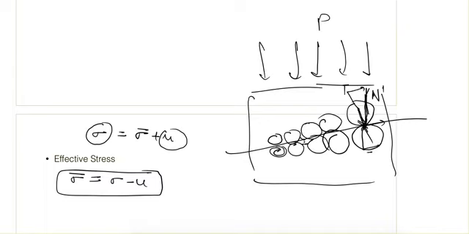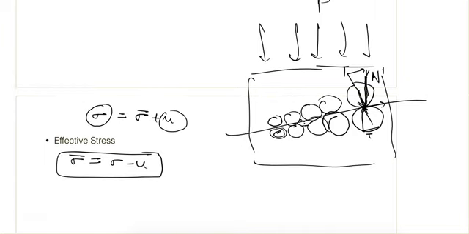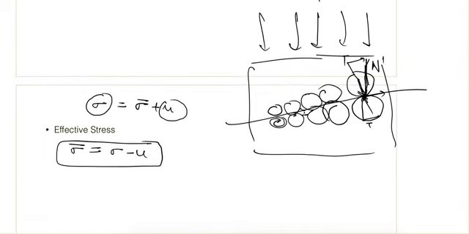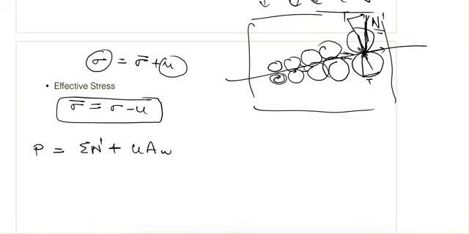So if we take the vertical equilibrium of this force, P can be given as, if n dash is the normal component for one particle, then for all the particles, the normal component of interparticle forces we can write as sigma n dash, plus U, the pore water pressure. So pore water pressure is being applied in the area of pores. Let's say the area of pores is AW, and if we divide by the total area or gross area, it can be written as n dash by A plus U times AW by A.